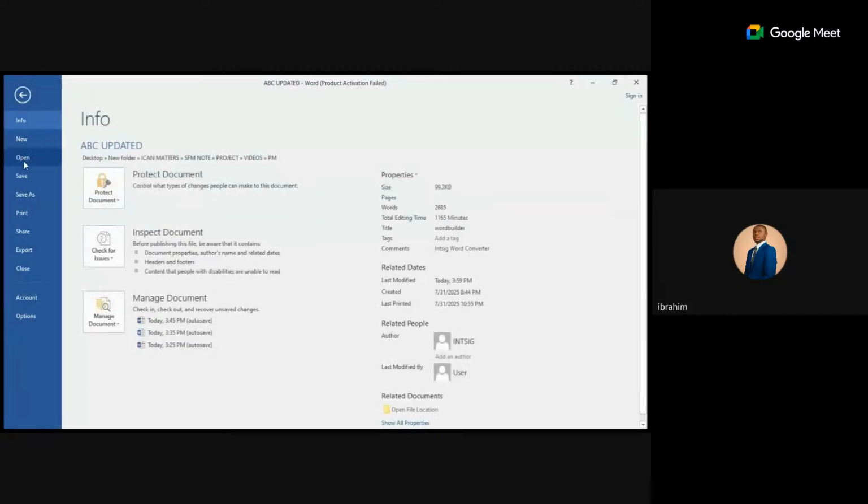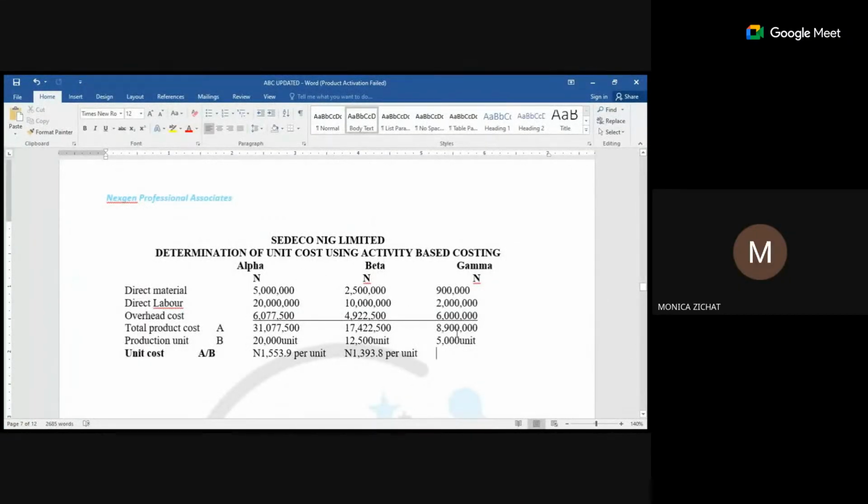So what do we have here? 1,780 naira per unit. So this is the unit costs using the activity-based costing.